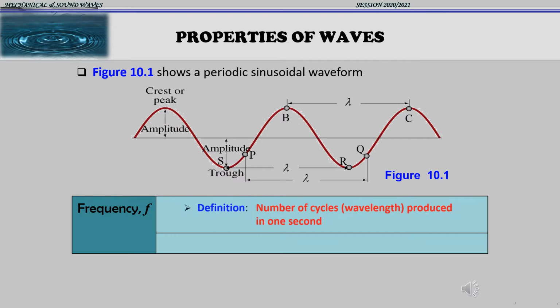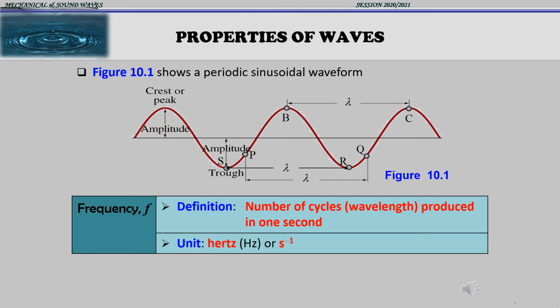Next, frequency. The definition is the number of cycles or wavelengths produced in 1 second. The unit is hertz or per second.